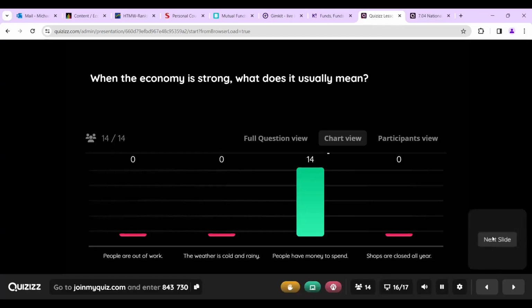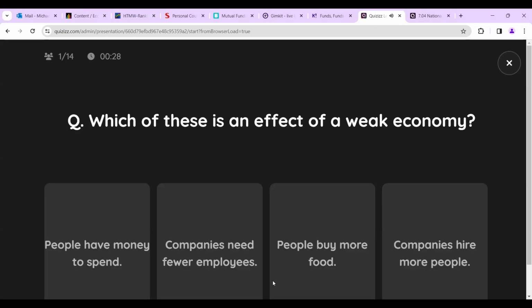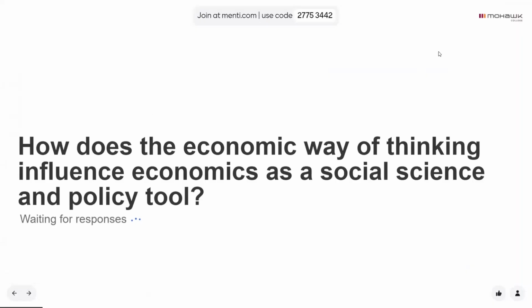People have money to spend. Yes. And which of these is effective for weak economy? So skip the first one.